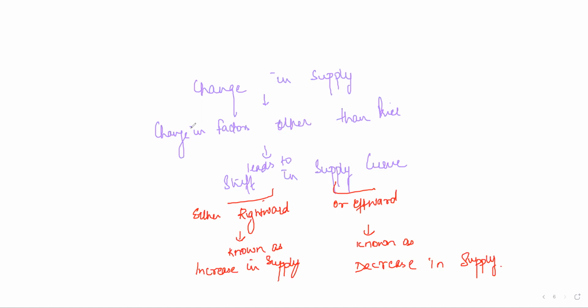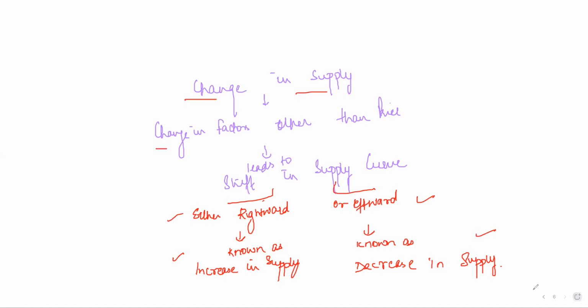This can be either a rightward shift or a leftward shift, right? You can see this here, either rightward shift or leftward shift. We just now saw that. And the rightward shift is known as increase in supply and the leftward shift is known as decrease in supply. Okay. So these are the ways supply can change. And how is it caused? What does it lead to? What are the shifts? We have understood that.